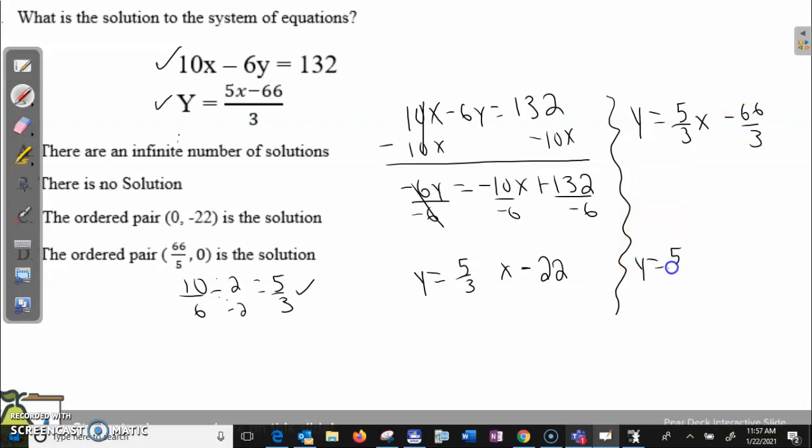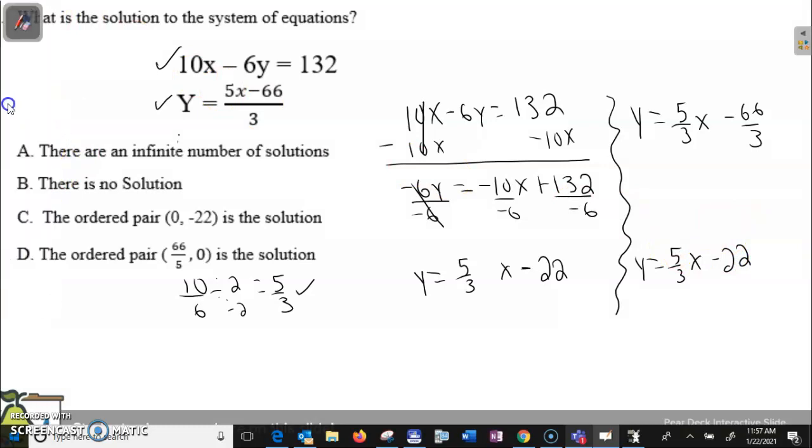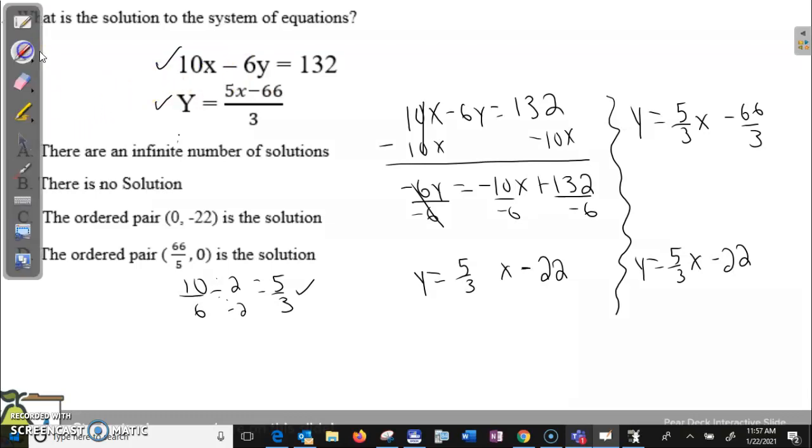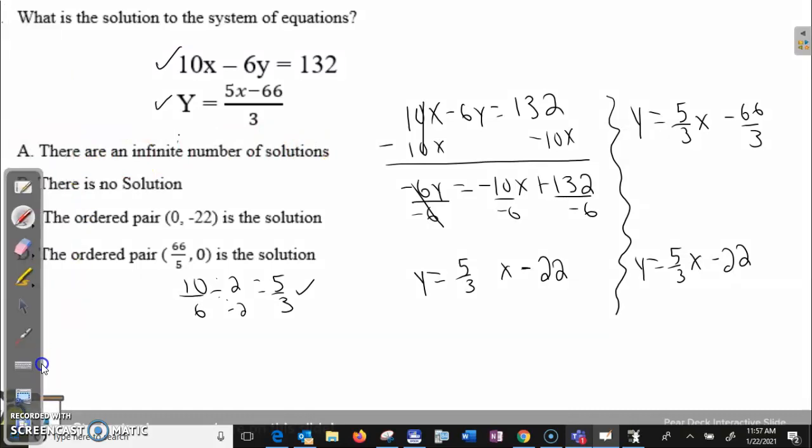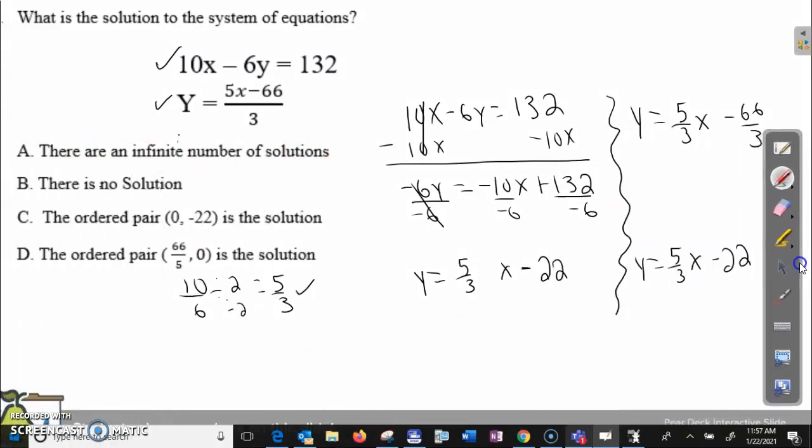Y equals 5 over 3x. Whenever you divide negative 66 by 3, you get negative 22. And this is where the question is asked. What is the solution of the system of equations? If you look at both the equations, guys, you notice that they're both the same. Since they're both the same, whenever you graph them, they're going to be right on top of each other. Since they are on top of each other, that means that you're going to have infinite numbers of solutions. Let me put that a little bit more on this side.